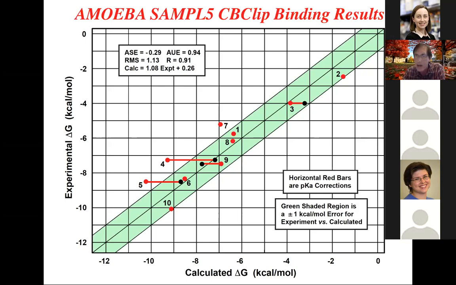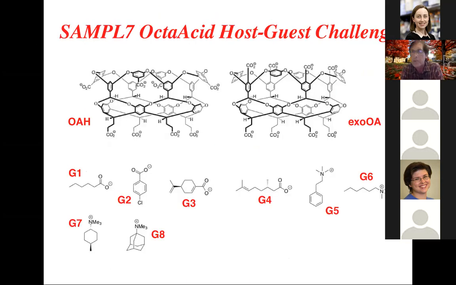This is a post facto prediction. This was actually not entered in SAMPL5, and so you have to take that for what it's worth. Subsequently, when SAMPL7 came around, we entered SAMPL7, and there were 2 host-guest challenges that we entered here. One was for the so-called Gibb octa acids, which are these molecules shown here.